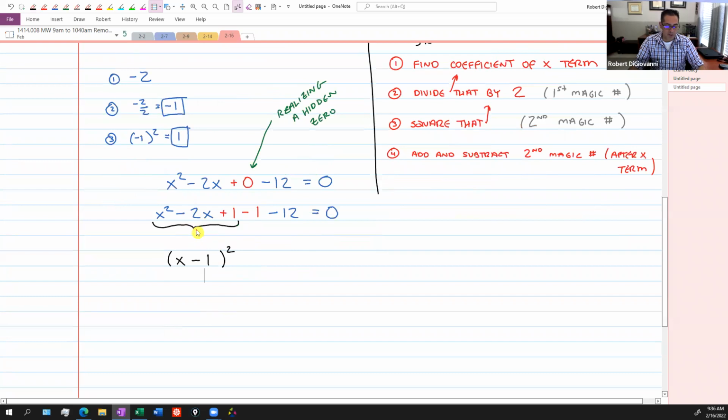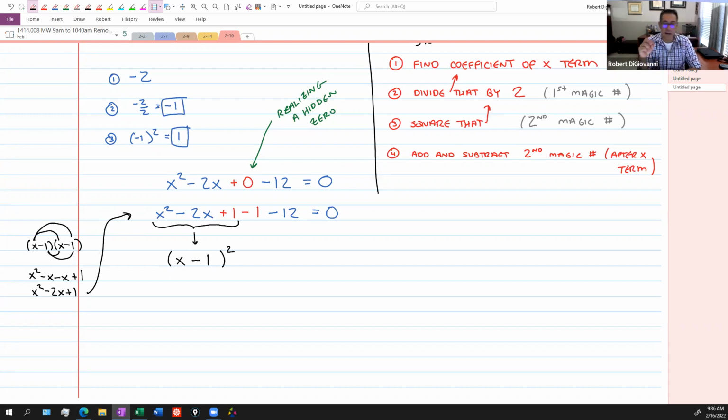Now, do you believe that this turns into this? Well, how can we check it? Couldn't we just check it over here? If I take x minus 1 and square it, I have to multiply through: here to here, I get x squared. Here to here, I get minus x. Here to here, I get minus x. Here to here, I get plus 1. And then that becomes x squared minus 2x plus 1, which, yes, is that, isn't it? Guaranteed, if you do completing the square correctly, that is guaranteed to happen.